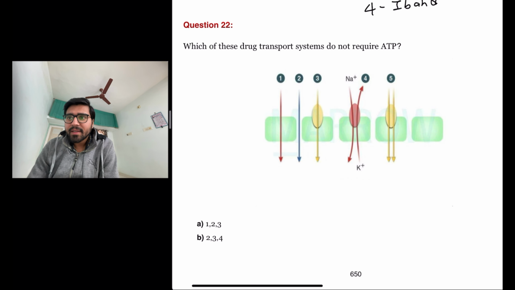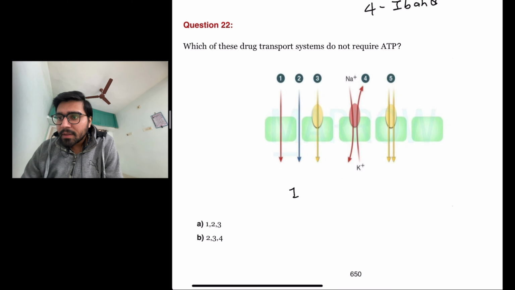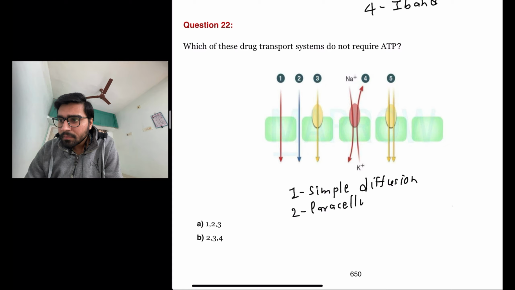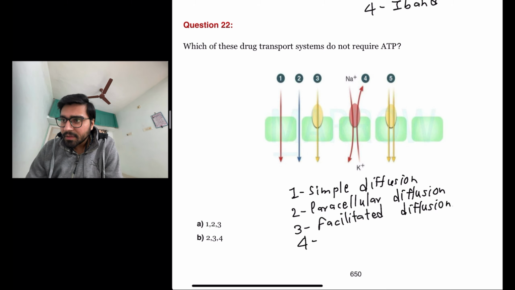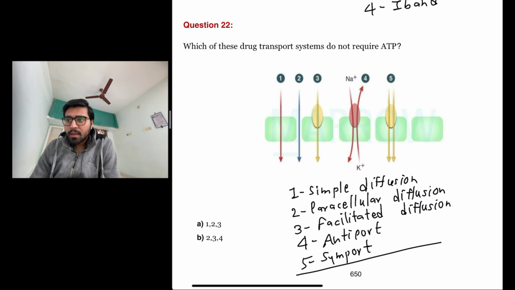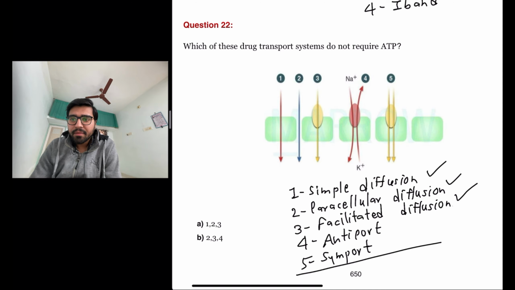The next question is, which of these drug transport systems do not require ATP? So one number is simple diffusion. The second is paracellular diffusion. Third one is facilitated diffusion. The fourth one is antiport. And the fifth one is symport. Okay. So simple diffusion, paracellular diffusion, and facilitated diffusion do not actually require ATP. Antiport and symport actually require ATP. So the answer is A, 1, 2, and 3.